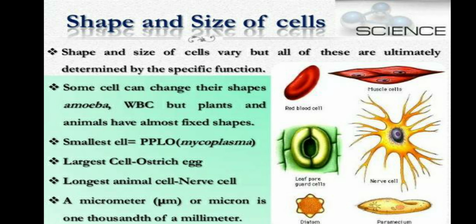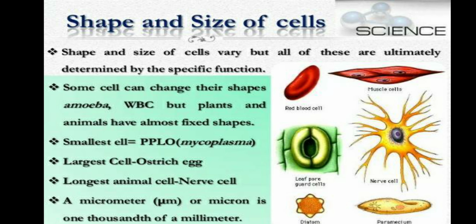Now smallest cell, do you know the size of smallest cell? PPLO, pleuropneumonia-like organism, also known as mycoplasma. It is the smallest cell. Its size is 0.1 micron.